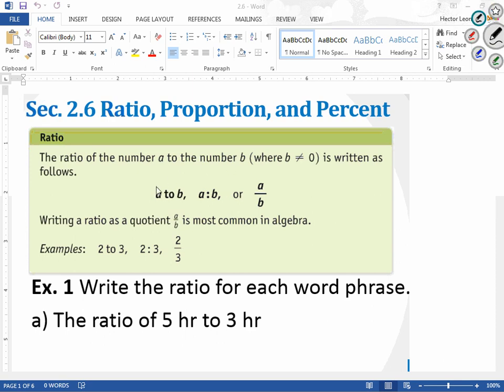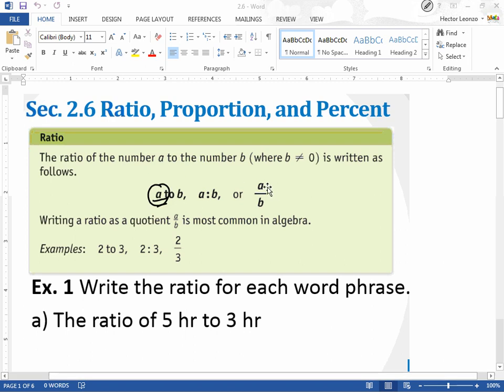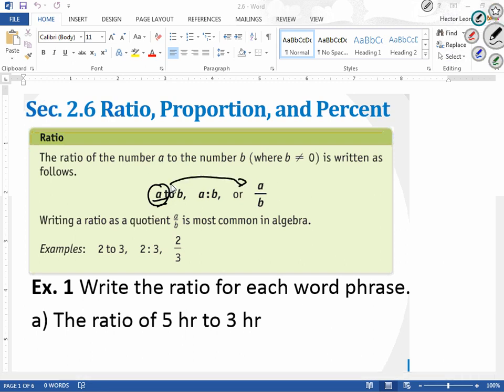Notice how the part before the word "to" is what goes on top of the fraction, if we're going to write it as a fraction, and whatever comes after the word "to" goes at the bottom. So the first number goes on top, the second number goes at the bottom.